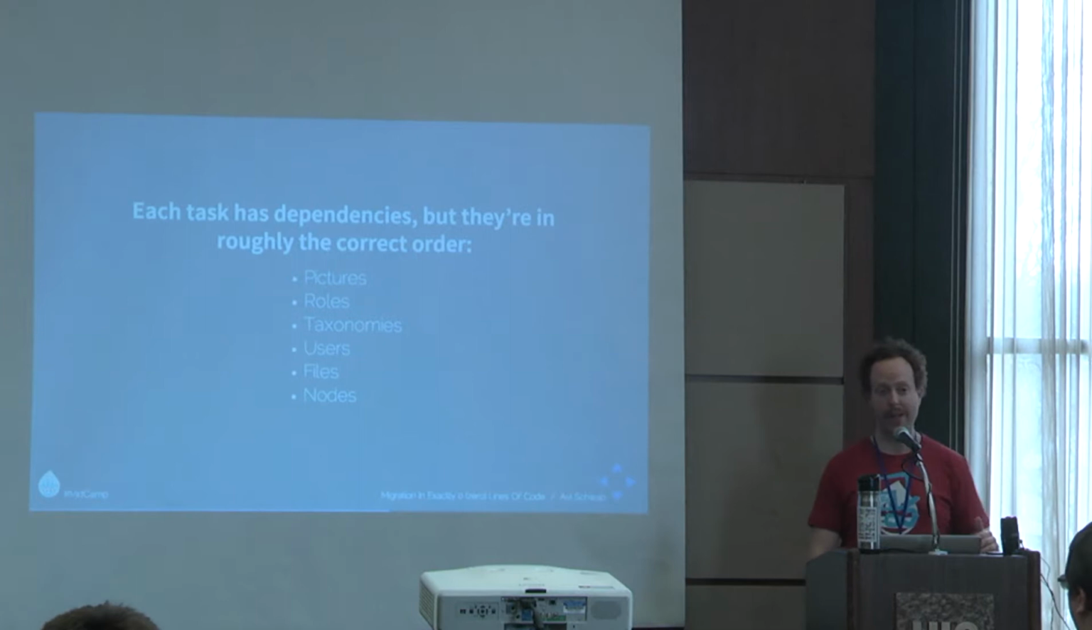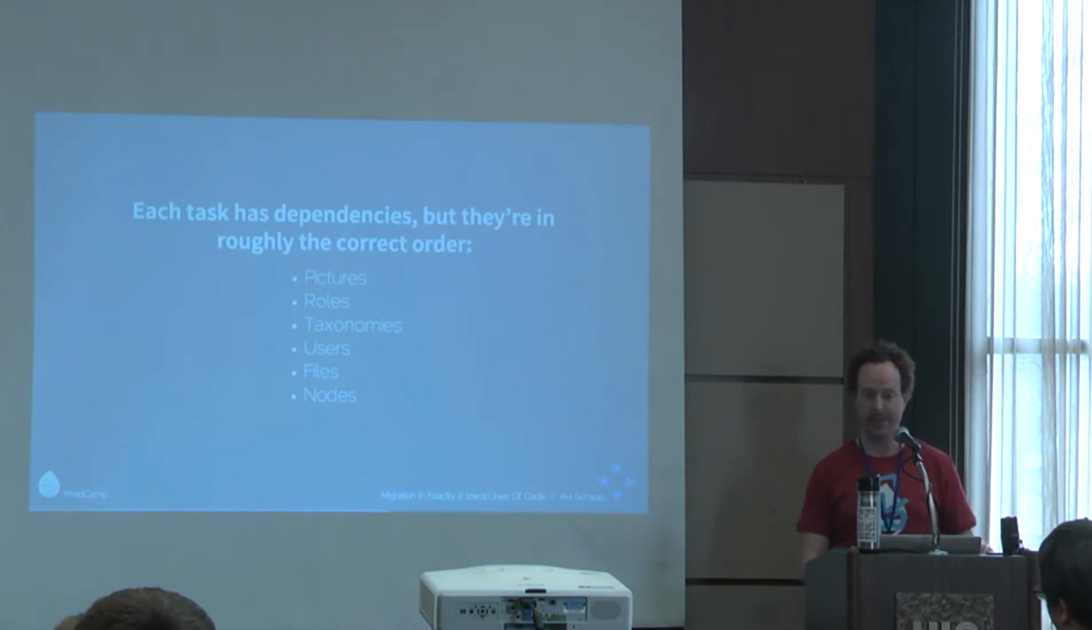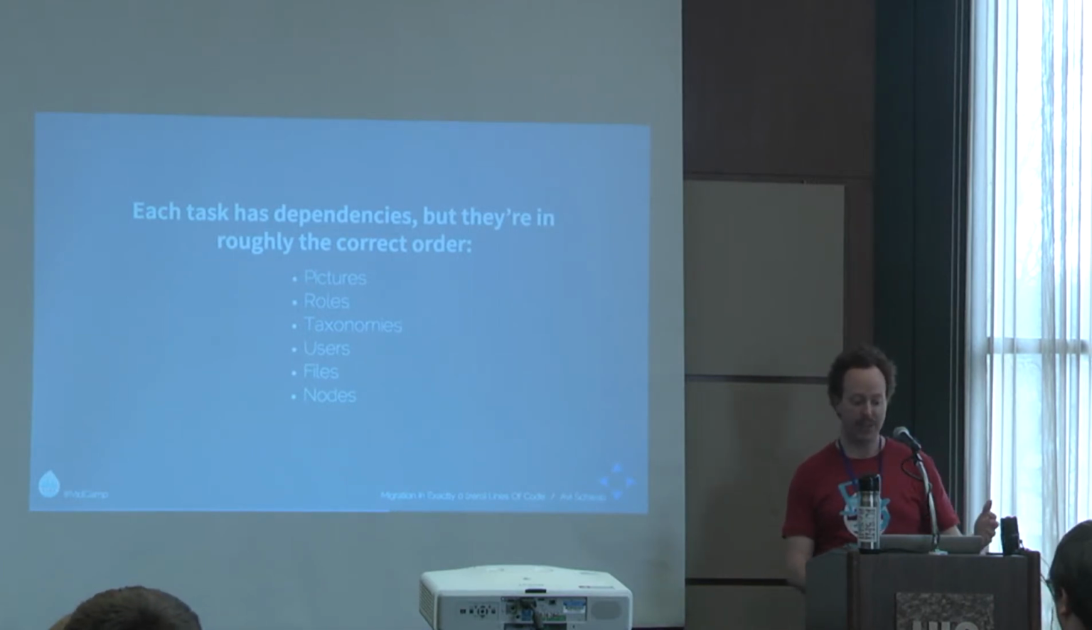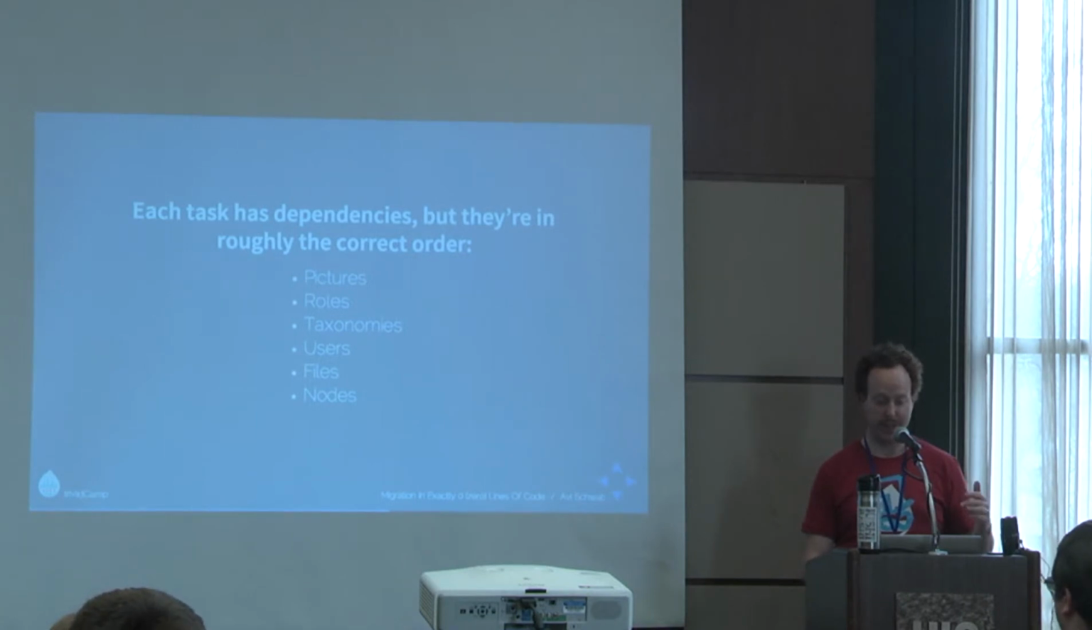Most of the time, the D2D UI wizard will put things in the right order. This is generally how it goes. Pictures are the built-in user profile pictures. Roles really don't have any dependencies either. Then taxonomies, they're pretty straightforward. Users, files, and nodes. So this is basically in order of least complex to most complex.